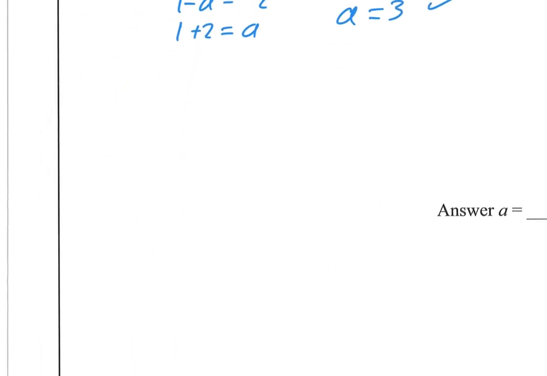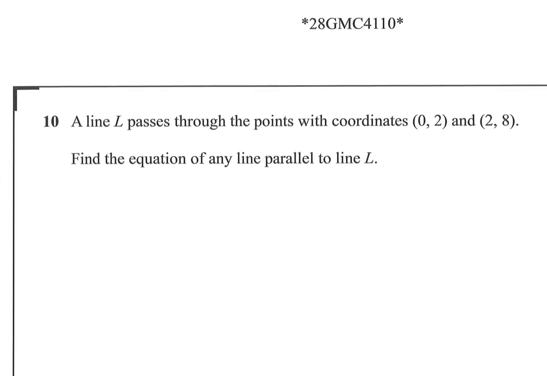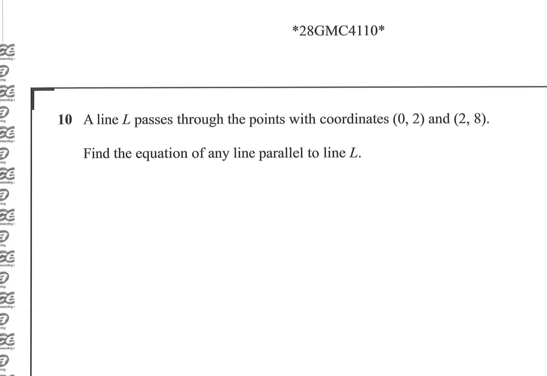Okay, next one. Right, my favourite type of question, straight lines. Okay, it says here, a line L passes through points with coordinates (0, 2) and (2, 8). Find the equation of a line, any line parallel to L. So first thing you've got to do is find the gradient.